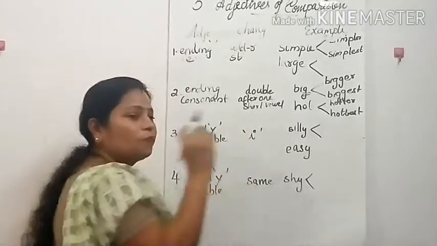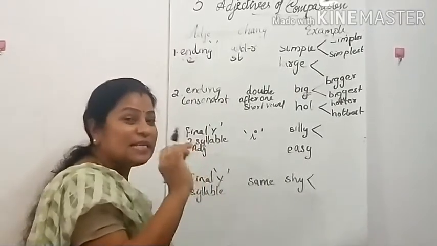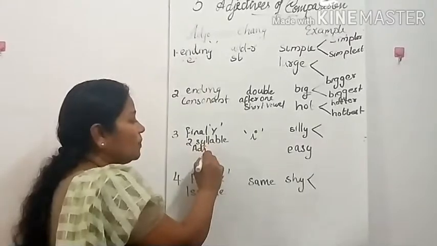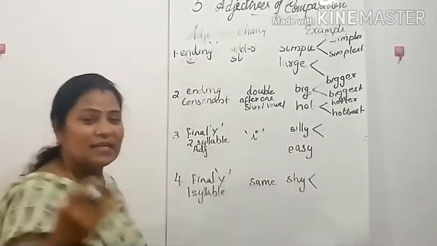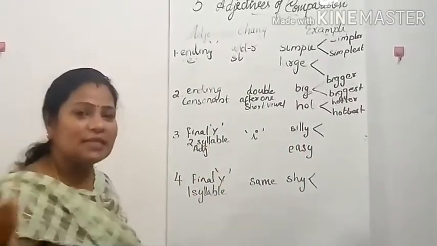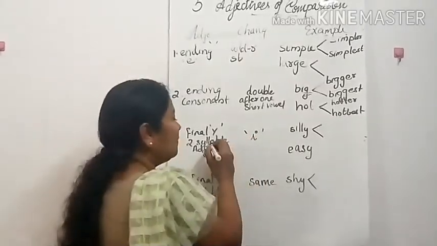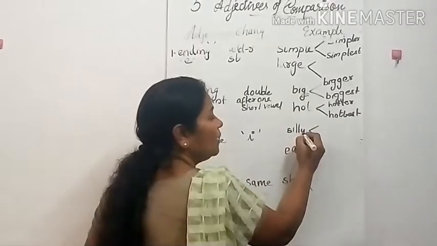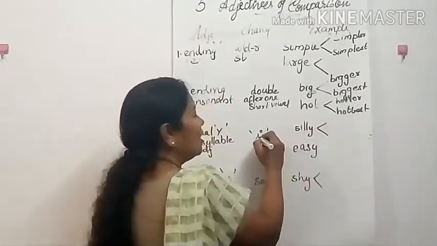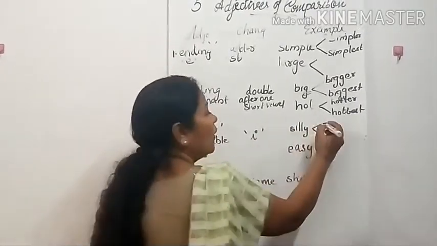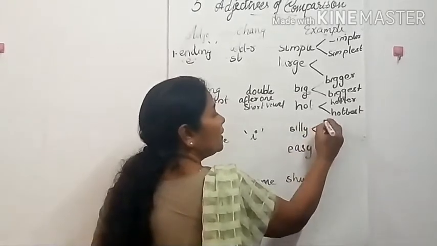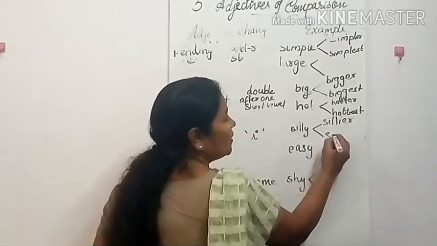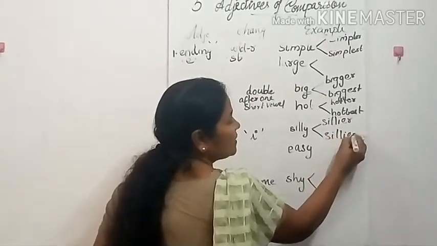Okay, so if it is a 2-syllable word and there is a Y with it, then we will remove this Y and it will have, instead of that, I with it. So we have comparative here, sillier, and here we have silliest. Okay.